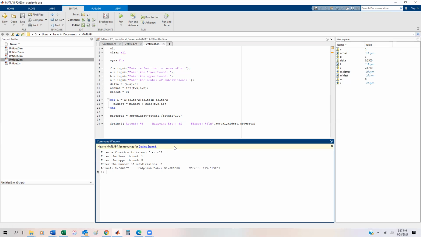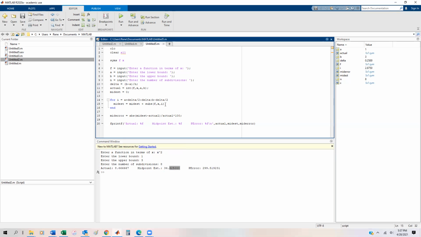So once again, we get a really big midpoint estimate, and that's not all that good. We certainly want something that's a little bit closer. And I think I remember why. I think it's because I never multiplied up here by delta. So what this does is this just finds the height. I think I forgot to multiply by the base right here. So that would have been helpful. So let's try it again.